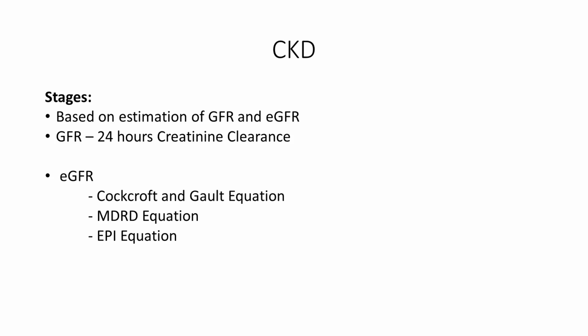Now, based on the estimation of GFR or eGFR, eGFR is estimated glomerular filtration rate, and GFR is 24-hour creatinine clearance. This is the gold standard, but cumbersome, not usually performed because the patient has to collect 24-hour urine for estimation of GFR. Instead, we use eGFR, which is estimated glomerular filtration rate by the equations which we have already discussed: Cockcroft and Gault equation, MDRD equation, and the latest one is the EPI equation. So on the basis of eGFR, the chronic kidney disease is classified into different stages.